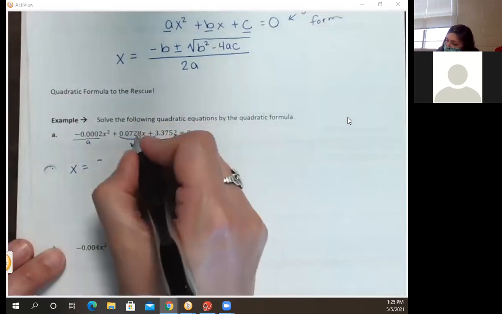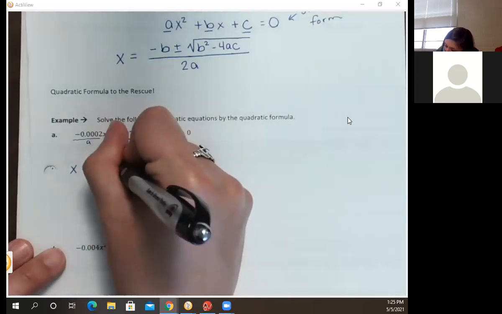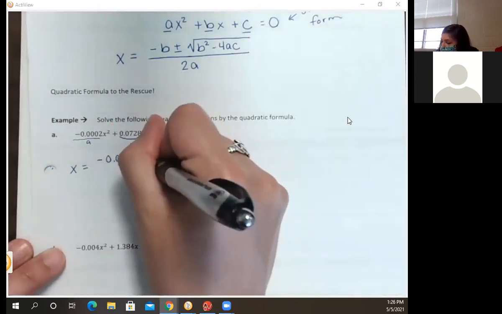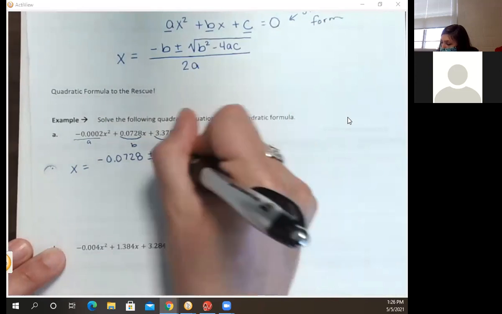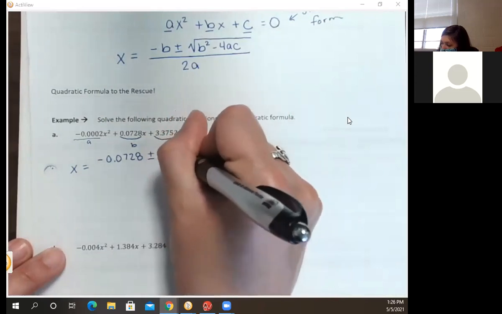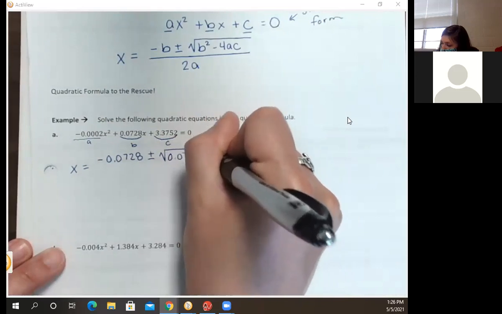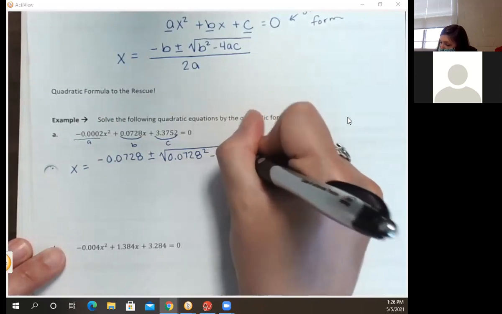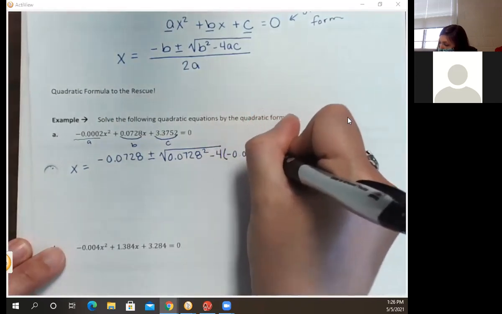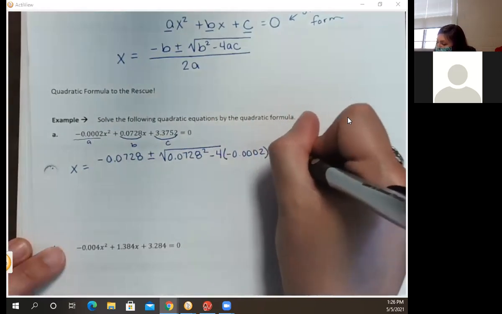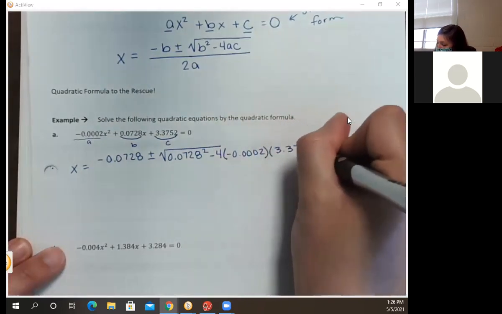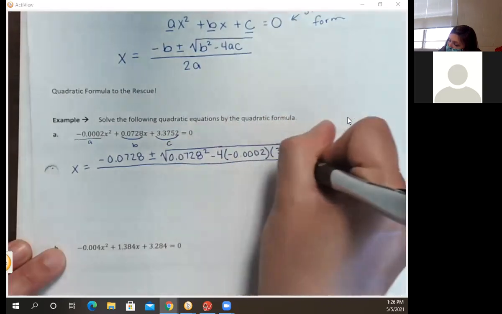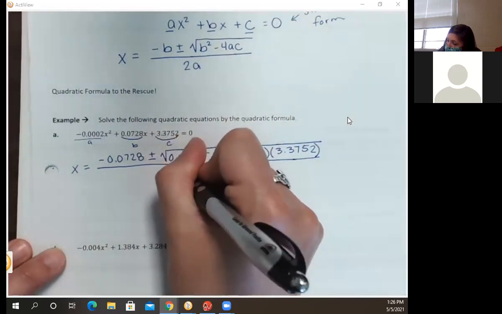Okay, so here's what this looks like. Change the sign on B. So since my B value is positive, I'm going to make it negative. Plus or minus. Then I'm going to take that B term and square it. Minus 4 times our A value times our C value. Again, all of this is under the square root. And then everything is divided by 2 times our A value.